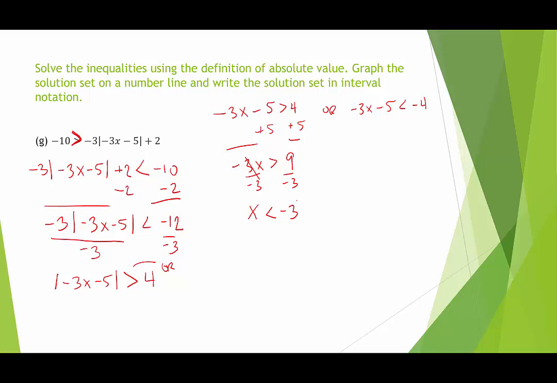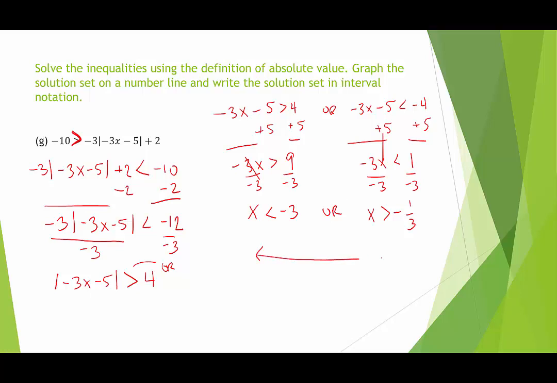For the second inequality, we're going to add 5 to both sides. And we'll have negative 3x is less than 1. We're going to ignore that line that just randomly appeared. To get x by itself, we're going to divide both sides by negative 3. And when we divide by a negative, we need to flip the inequality around. So this becomes greater than negative 1/3. This was an or situation, so there are the two cases. X can be less than negative 3, or x can be greater than negative 1/3.